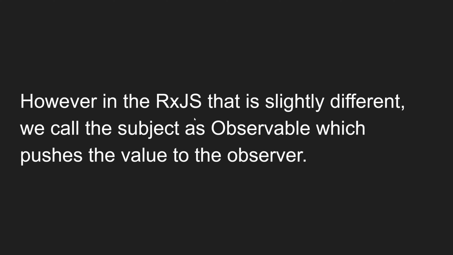In RxJS, the observer pattern is slightly different, but the core concept is the same. We call the subject an observable. This one is already discussed. The subject is called an observable, which pushes the value to the observer. The observable pushes the value to the observer. Pushes the value means sends the value to the observer.